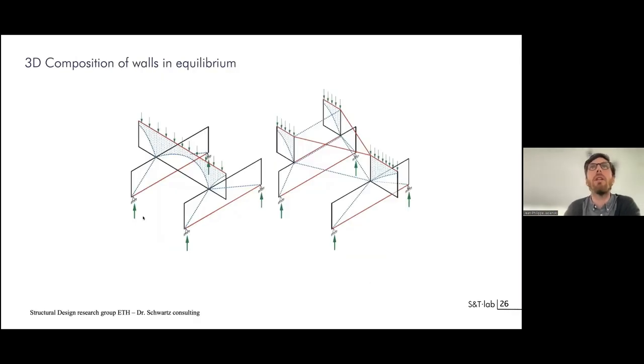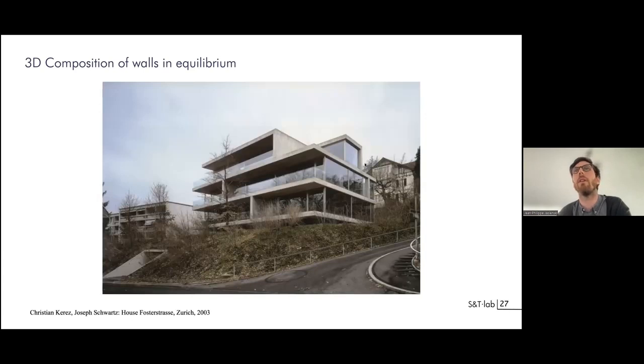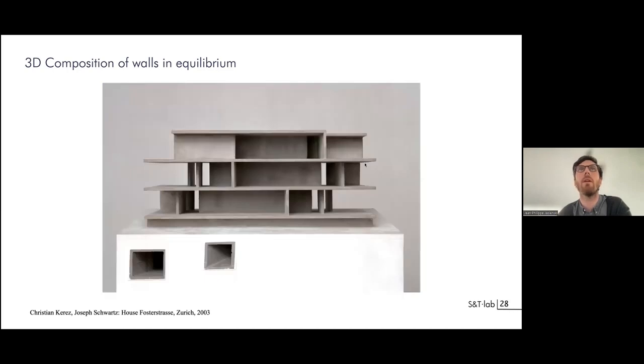We can also use 2D graphic statics and twist it a little bit so that it becomes 3D, such as in these examples in which you can see that you have a wall, another wall, and then you have a point where the force travels to the supports. And so that's a way a little bit to use 3D with 2D diagrams that you would assemble together. And so this is a built example using these principles. So it's from Christian Kerez and Joseph Schwartz.